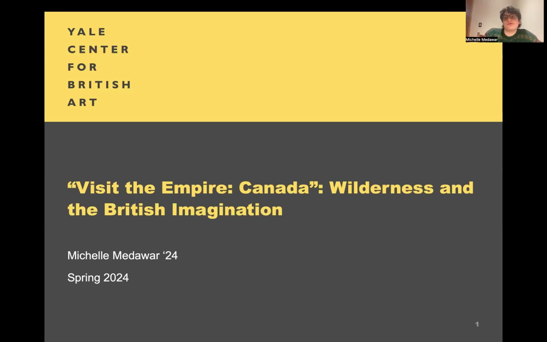For my installment of the Reframed Tour series, I'm going to take you through a lesser studied aspect of our collection, our objects with Canadian subjects. Specifically, I'm going to look at prints from the 18th through 20th centuries, which depict Canada and engage with the idea of wilderness. In doing so, I'm going to consider the ways in which the connection between Canada and wilderness in British prints served British imperial narratives.